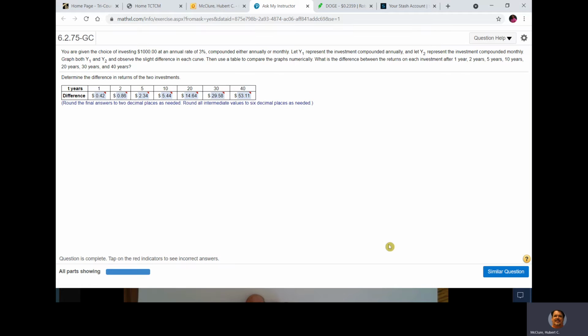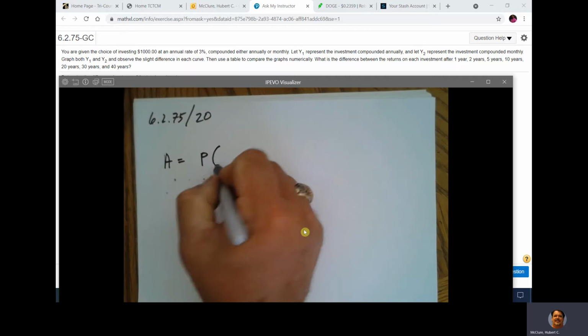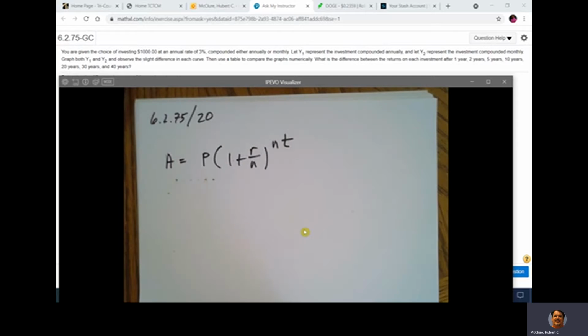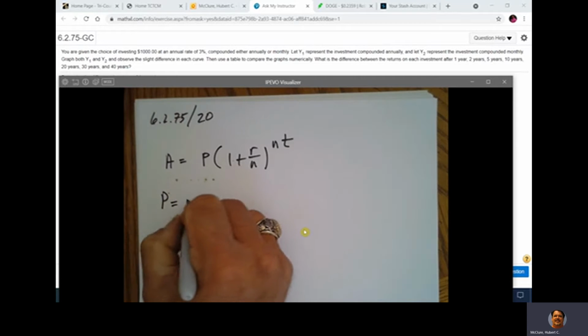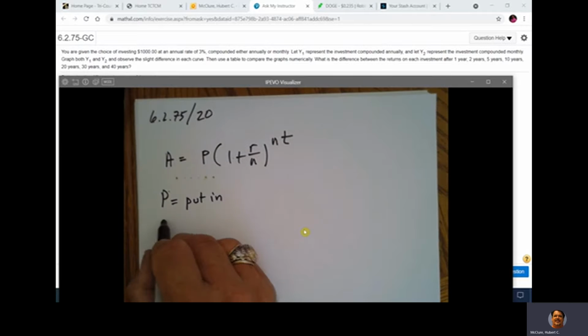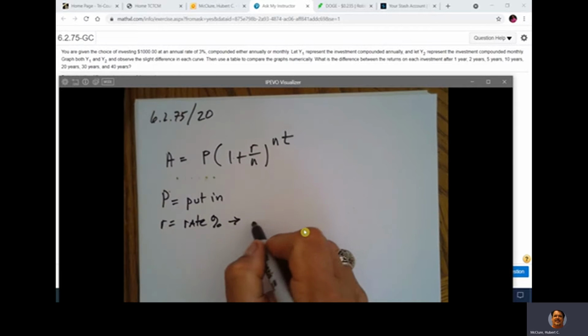Okay, this is a good test question, but it's basically 6 or 7 test questions. I wouldn't give it to you as one, but each one of these is a test question. All you have to remember is A is equal to P times 1 plus r over n raised to the nt power. P is what you put in. So if you put in $5,000, P is equal to 5,000.